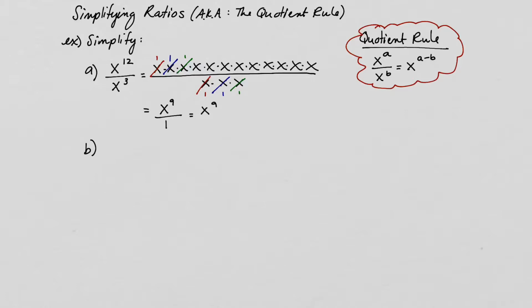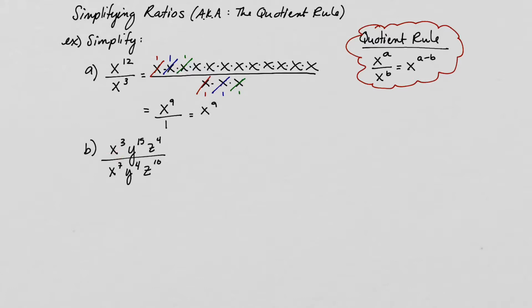And you can do that as you go through with each variable. So for instance, suppose I had, say, x to the 3rd, y to the 15th, z to the 4th, divided by, say, x to the 7th, y to the 4th, z to the 10th. So we're going to go through letter by letter.